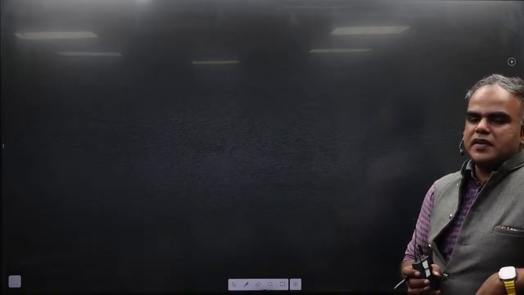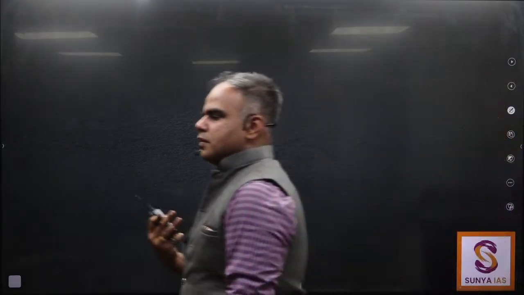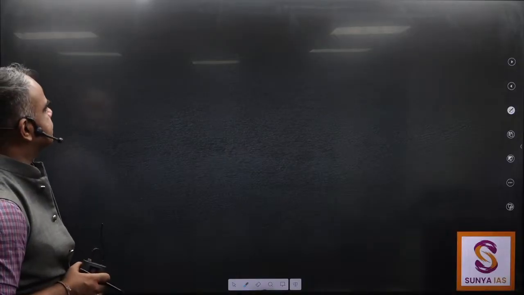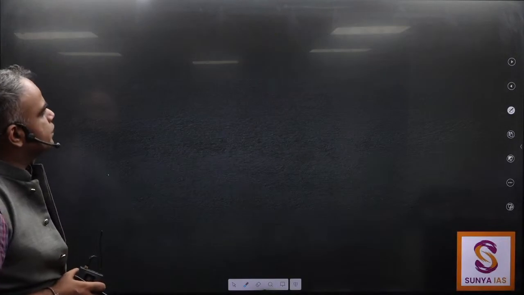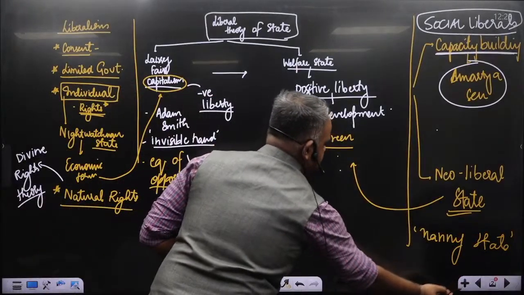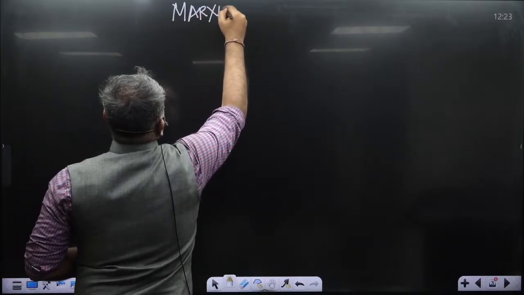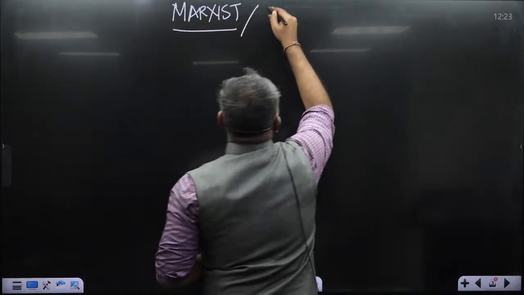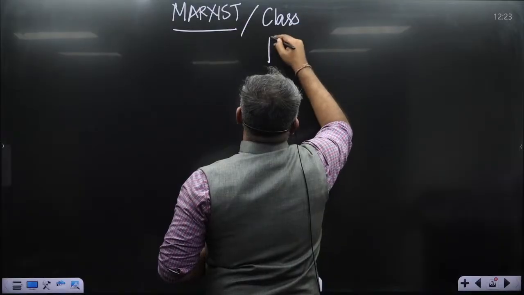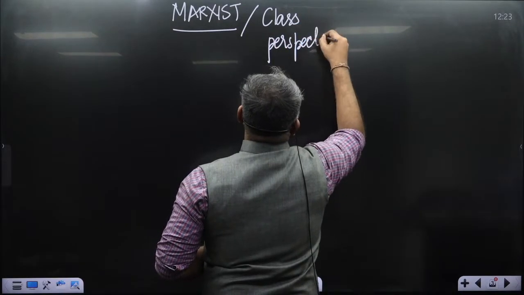So in the first line we have explained the overall contribution of liberal theory, but at the same time neoliberal theory is facing challenges and it needs to be reformed. That is what we have seen so far. Okay? Now let's talk about the Marxist theory of state. And Marxist theory of state is also known as this: the class perspective of state.